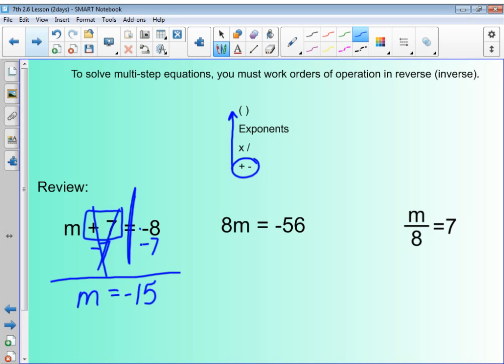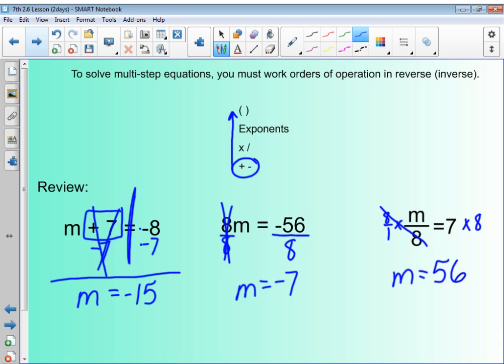My next one, I have 8 times m equals -56. Right now it's times m, so we're going to divide by 8 to get rid of that 8. Whatever I do to one side, I have to do to the other. 56 divided by 8 would give me 7, and there was one negative, so it's -7. So m equals -7. The last one, we have m divided by 8 equals 7. Right now it's divided by 8, so we're going to go times 8, which is the reciprocal and cancels it out. So now I get m equals 7 times 8, which is 56. Both were positive, so it's still positive. Okay, so that's working the one-step equations.